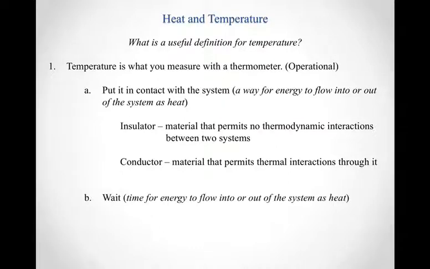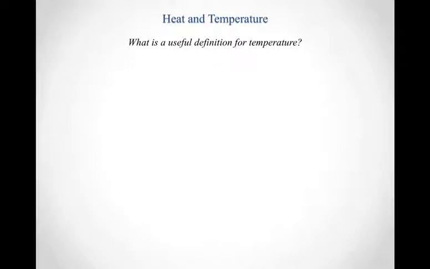The second important detail in our operational definition here is that you have to wait. Not only do you need to create a pathway to measure the temperature with a thermometer, but that process doesn't happen instantaneously. You have to wait and allow time for energy to flow into or out of the system as heat. So both of these ideas are critical in allowing that energy exchange as heat to occur. There has to be a way for that to happen, and you have to allow long enough for that to happen. So let's build on that to create a second definition.